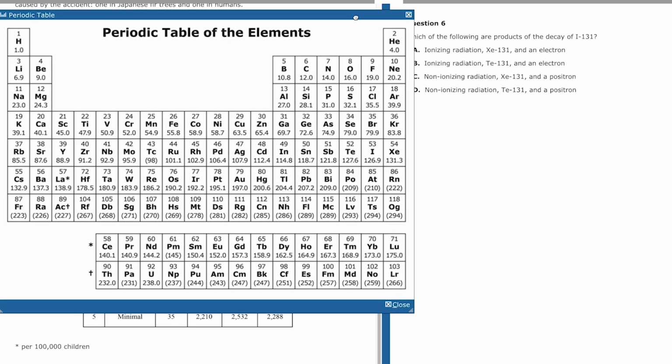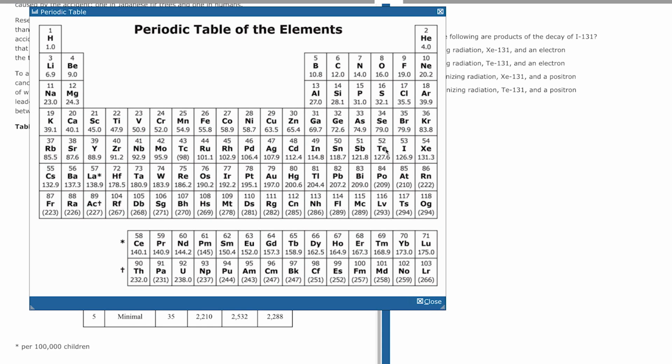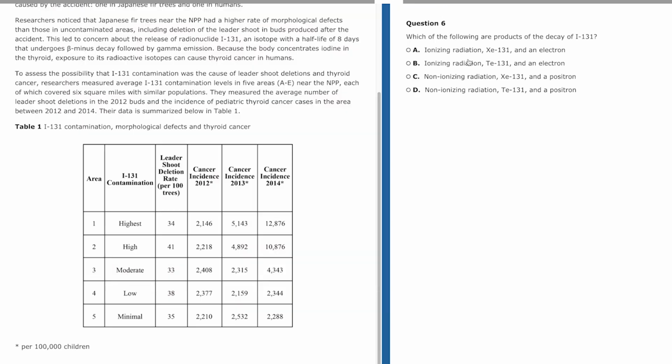So we have to go, okay, if I give up an electron, I'm assuming that's a product of that decay. Where am I going on the periodic table? I think you go down to tellurium. So it'd be tellurium-131, maybe.